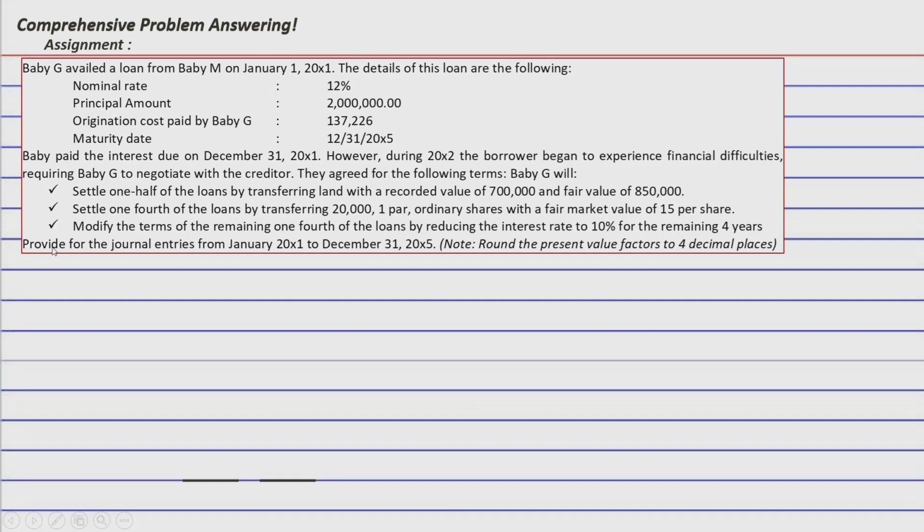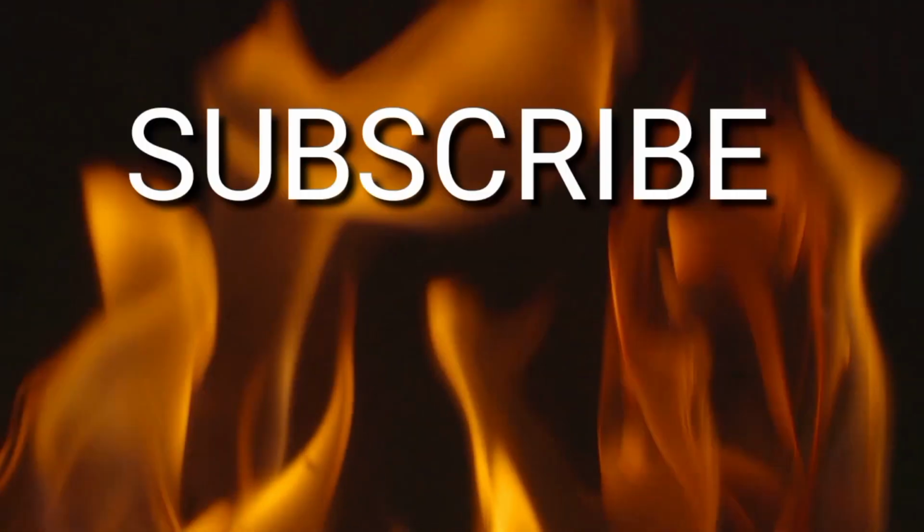So, the requirement for this problem is to provide the journal entries from January 20X1 to December 31, 20X5. We need to round off the present value factors to 4 decimal places. So, that's the whole comprehensive problem. In this problem, you have an asset swap, equity swap, and modification of terms. Okay? Now, let's have the solution for this problem after this intro.